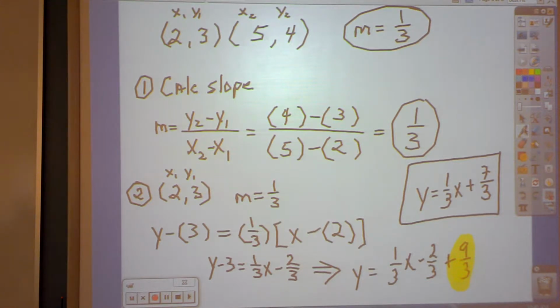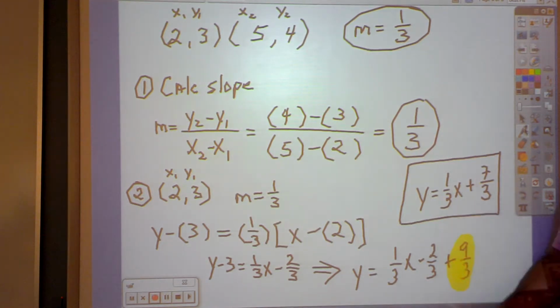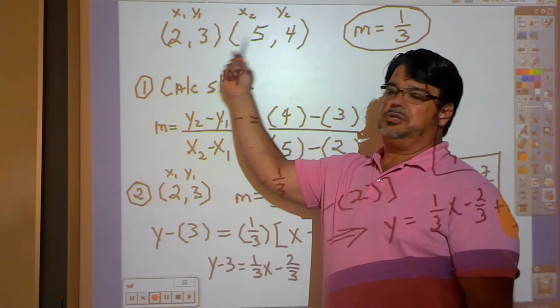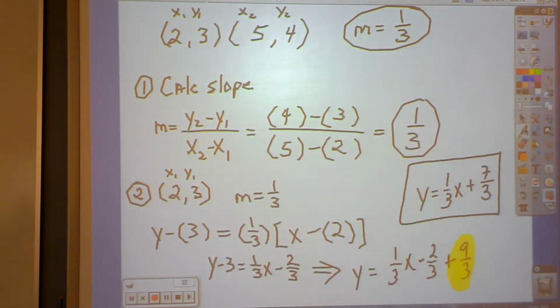What do you have to add fractions? Common denominators. And I brought the 3 over 1, and I'll leave it at that. So, that is the equation going through these 2 points. Okay? Again, this should be a review, but if it's not, hopefully you're catching up on some of it.